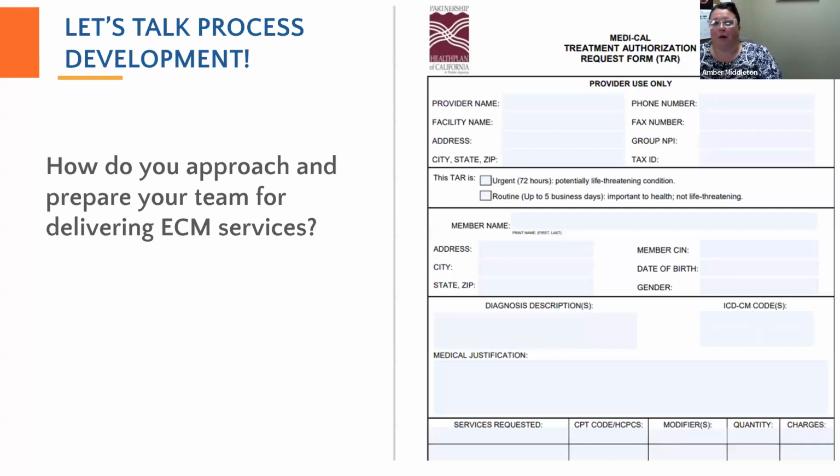So when I'm thinking about how we prepare our team for delivering ECM services, there's all the technical parts, right, that we need to do to be in compliance with Partnership. And I 100% support getting all the training. And I also want you guys to be thinking through the programmatic pieces too, because I think when we marry those two together, that's when you get a really solid program. Thoughts?